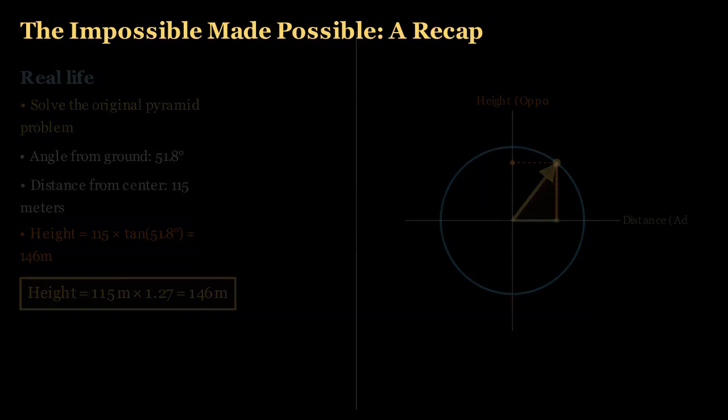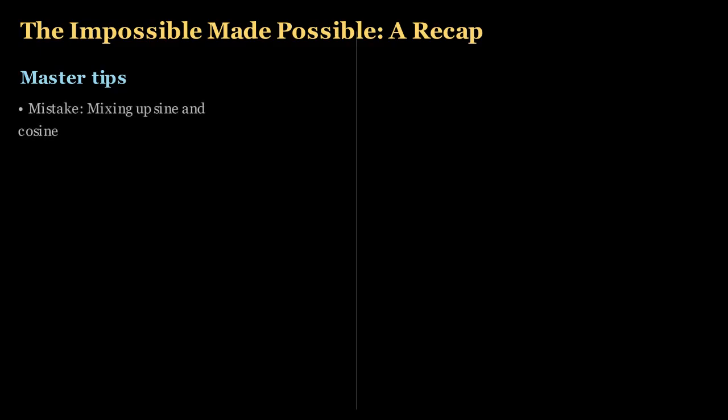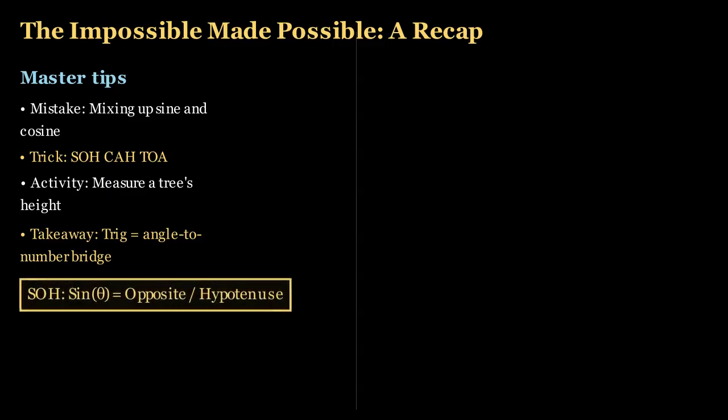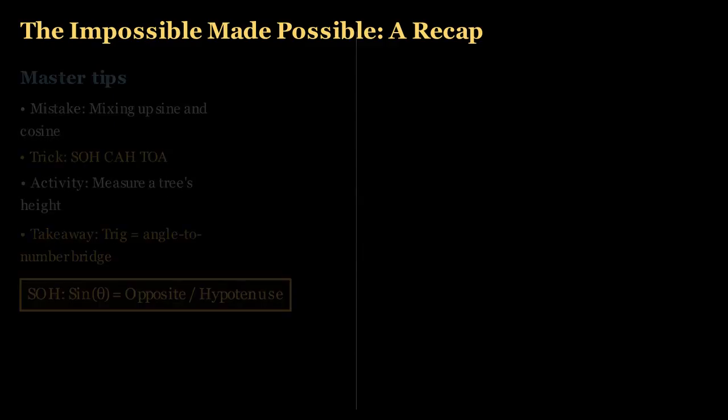A common mistake is mixing up sine and cosine. Remember the chant, SOHCAHTOA, sine is opposite over hypotenuse, cosine is adjacent over hypotenuse, tangent is opposite over adjacent. Try it yourself today, use a tape measure and a phone app too.